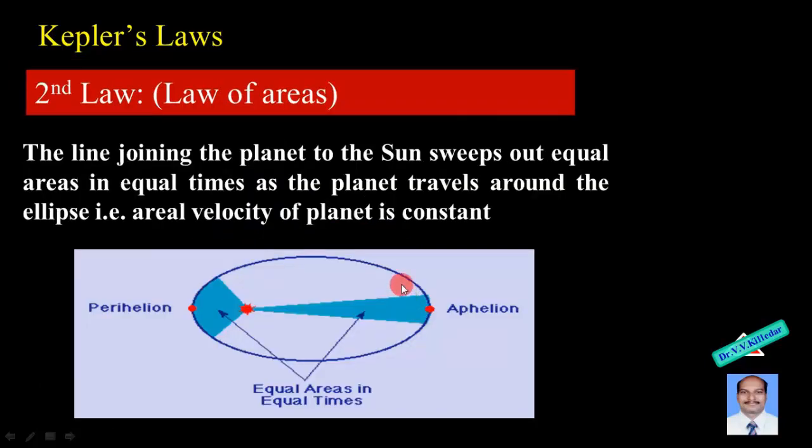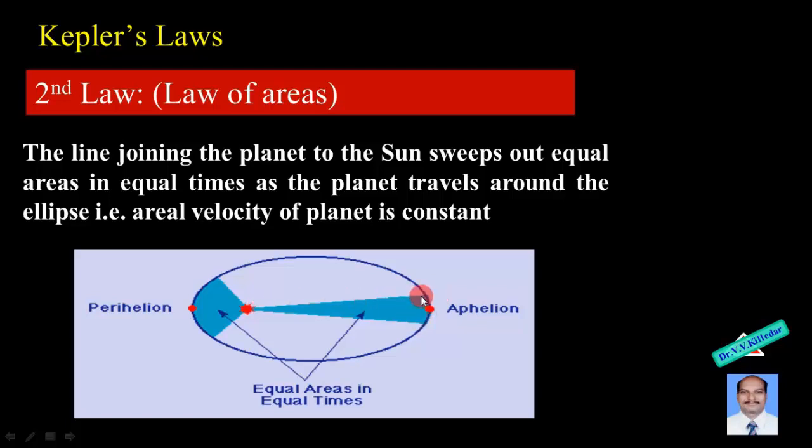Then we consider Kepler's second law, also known as the law of areas, which can be stated as: the line joining the planet to the sun sweeps out equal areas in equal time as the planet travels around the ellipse. That is, the areal velocity of the planet is constant. From this figure we see the sun and the planet moving in an elliptical orbit. When the planet is far away from the sun, its velocity is lower because here the radius of the orbit is more.